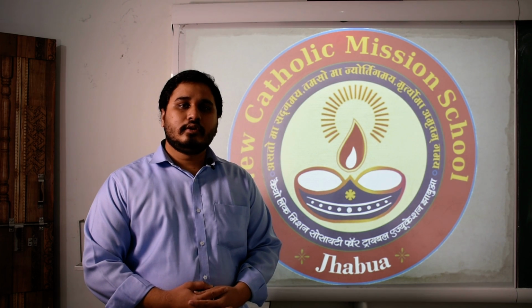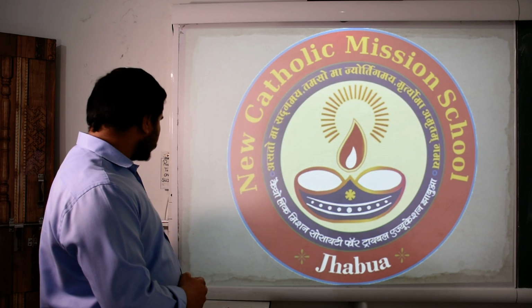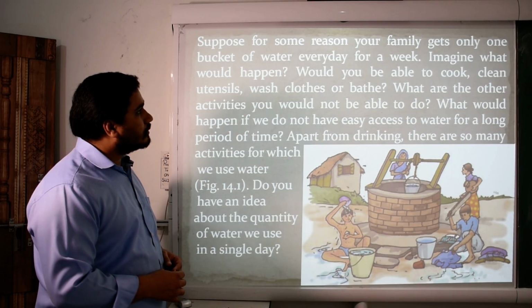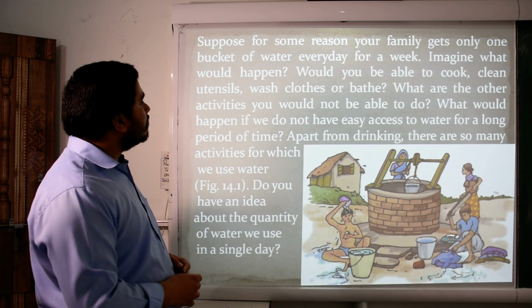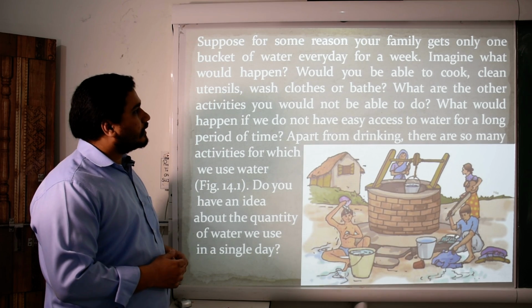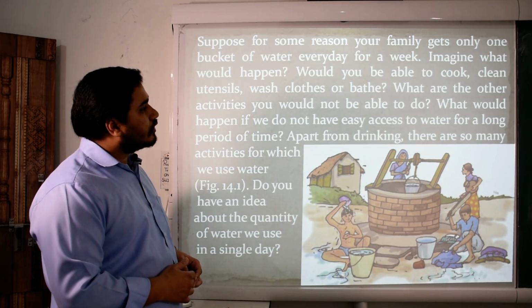of standard 6. Today we are going to study chapter number 14, that is water. Water is a precious source for our daily life and daily uses. Suppose for some reason your family gets only one bucket of water every day for a week. Imagine what would happen. Would you be able to cook, clean utensils, wash clothes or bathe?